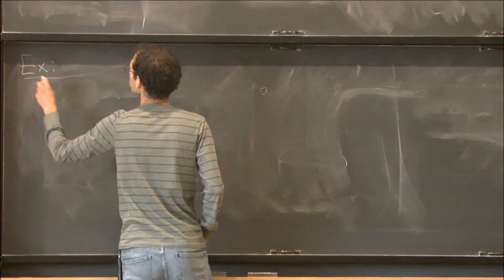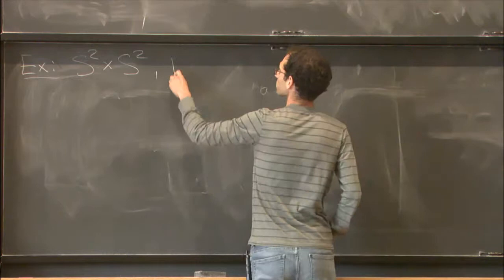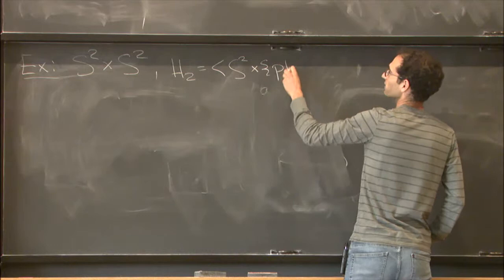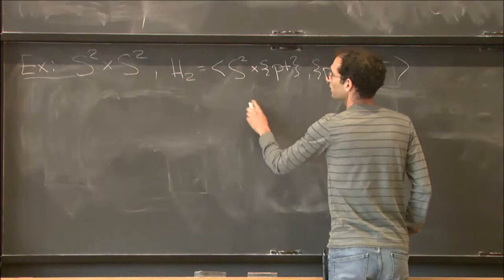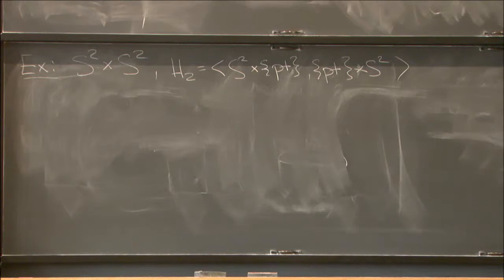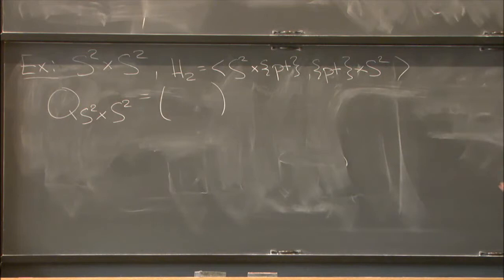Let's look at S2 times S2. Remember the second homology is generated by surfaces. What are the surfaces we see in here? Well, there are a couple of obvious spheres: a sphere times a point, and also a point times a sphere. Great. Maybe we should give this form a name. Let's call it Q_X. Let's compute Q of S2 times S2. In this basis, this symmetric bilinear form is going to give us a 2x2 matrix.